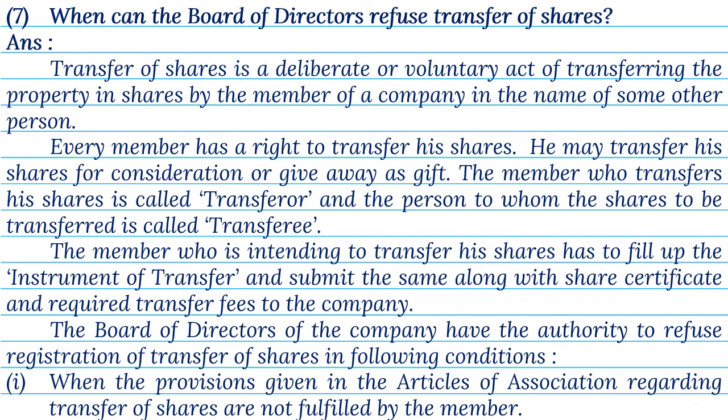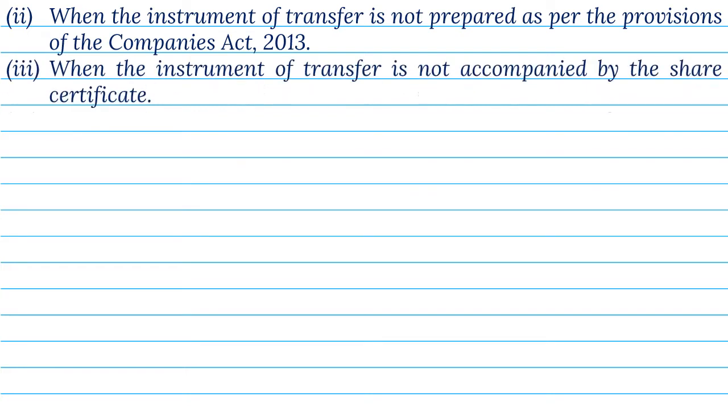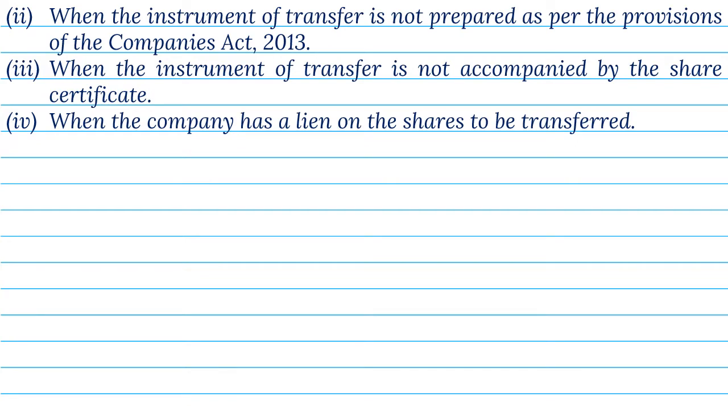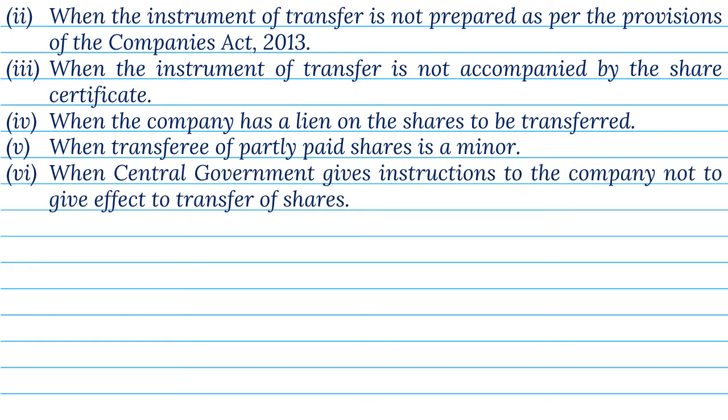1. When the provisions given in the Articles of Association regarding transfer of shares are not fulfilled by the member. 2. When the instrument of transfer is not prepared as per the provisions of the Companies Act 2013. 3. When the instrument of transfer is not accompanied by the share certificate. 4. When the company has a lien on the shares to be transferred. 5. When transferee of partly paid shares is a minor. 6. When central government gives instructions to the company not to give effect to transfer of shares.